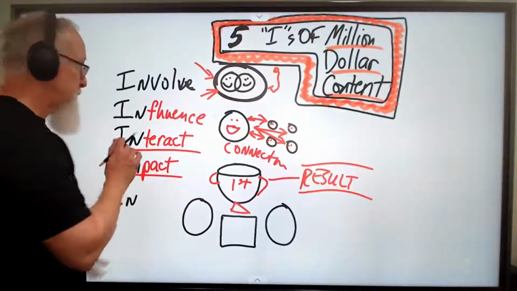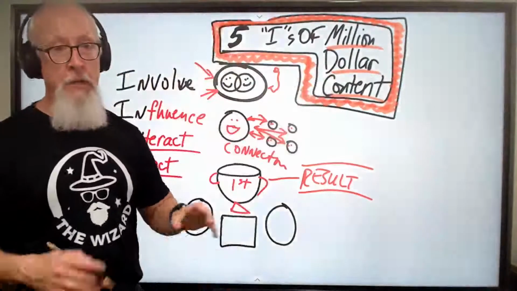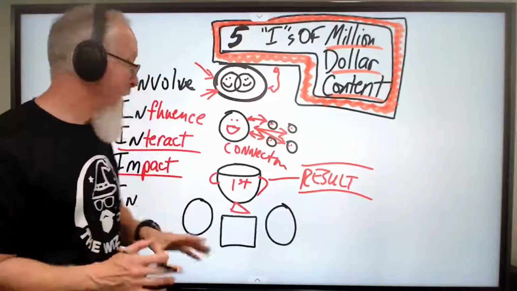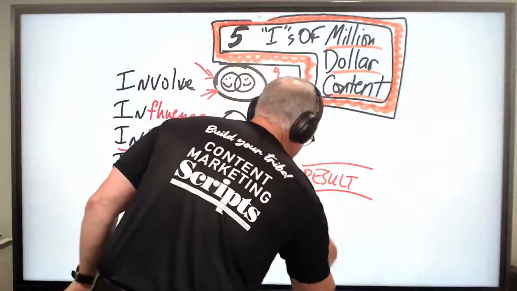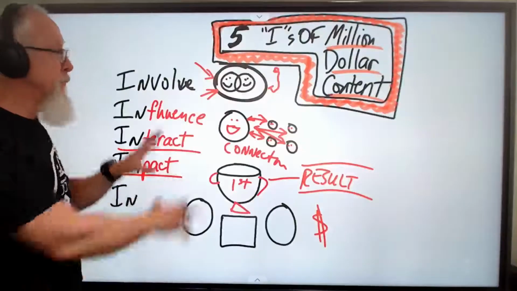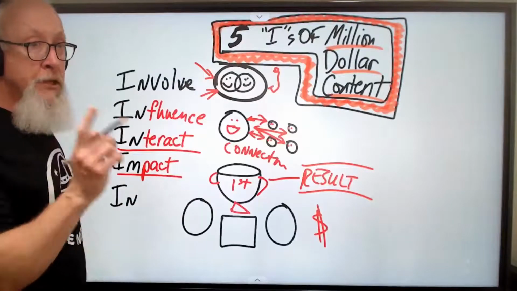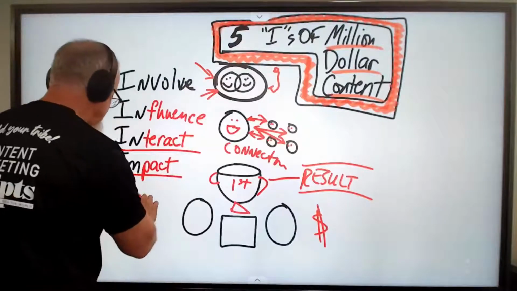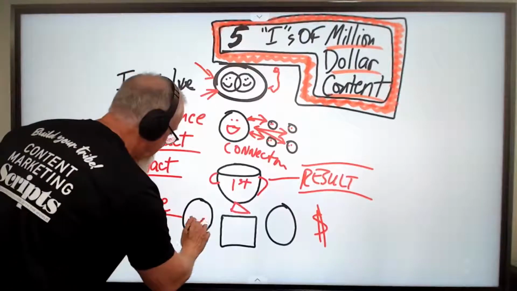And finally, million-dollar content. If it's going to be million-dollar content, at some point, there's got to be some money. And how do we get people from our content over to our offers? And we do that with the last I, we invite. Invite people to the next step.